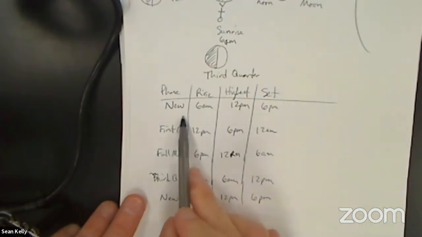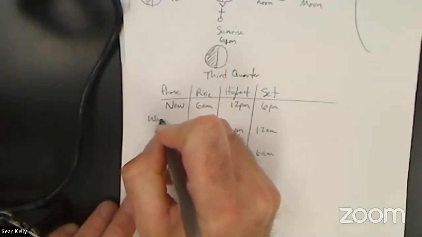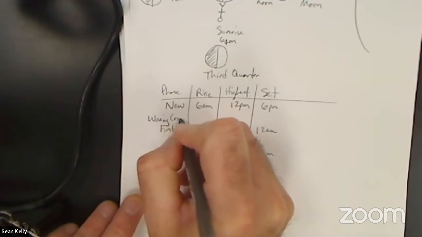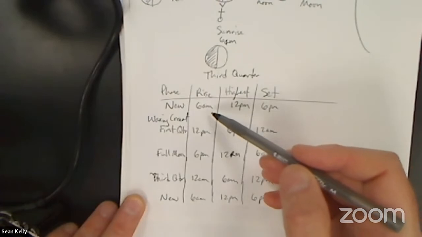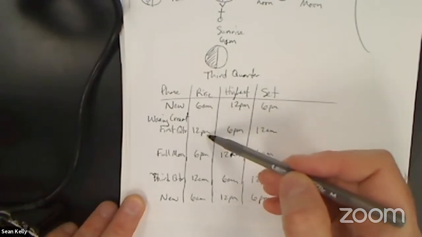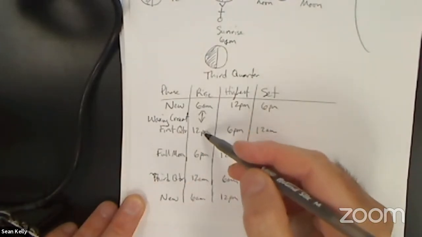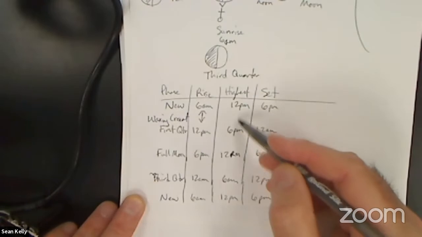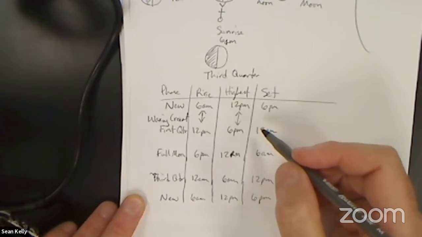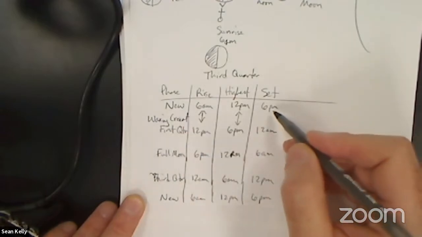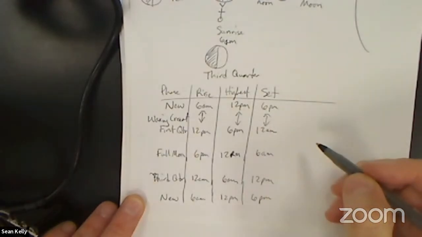Now, what's going to fit in between? Well, in between the new moon and the first quarter is called a waxing crescent. So then what time is a waxing crescent going to be rising? And the answer is between 6 a.m. and 12 noon. It's going to be sometime between these two times. When is a waxing crescent going to be highest overhead? And the answer is between 12 and 6 p.m. And what time is it going to be setting? And the answer is between 6 p.m. and midnight, right? That's what time it's going to be setting.